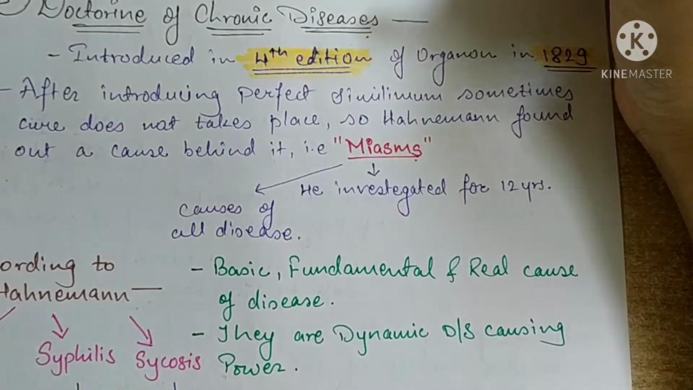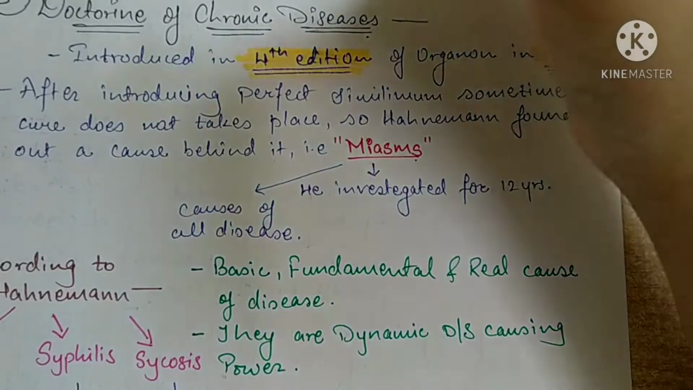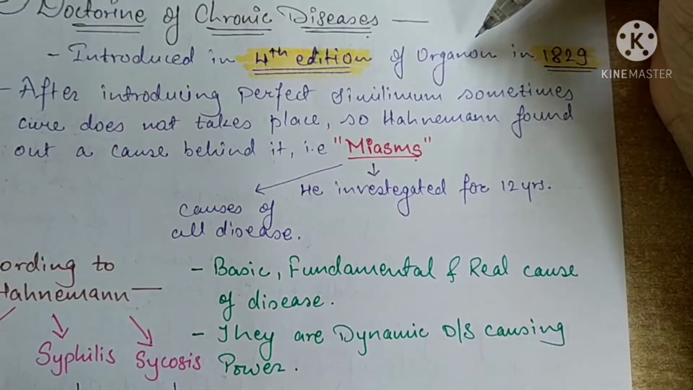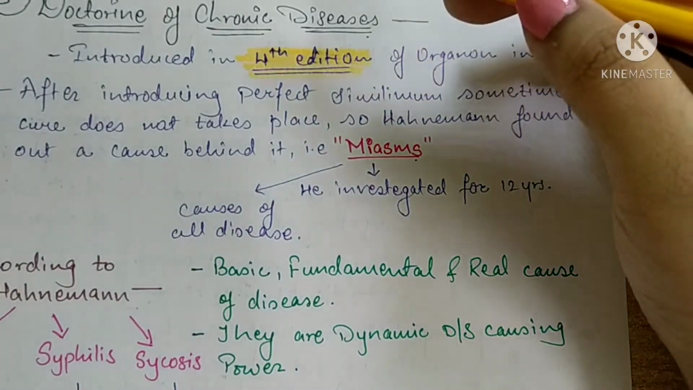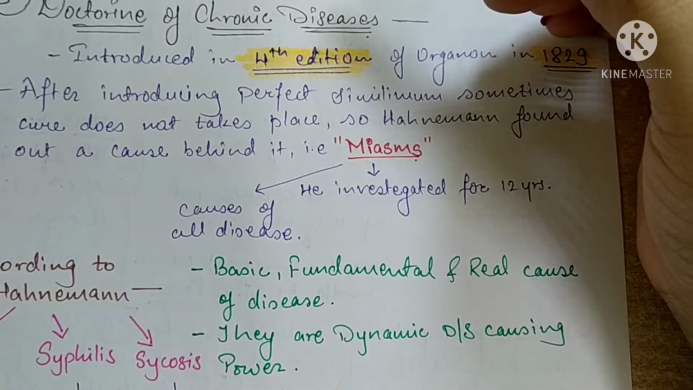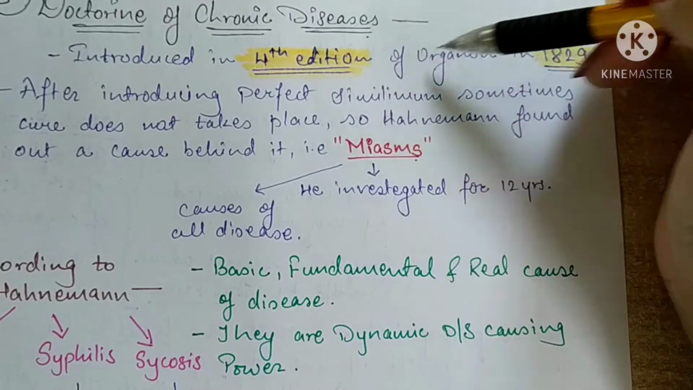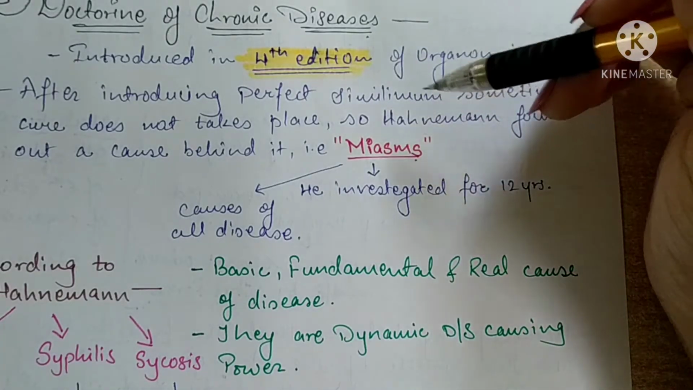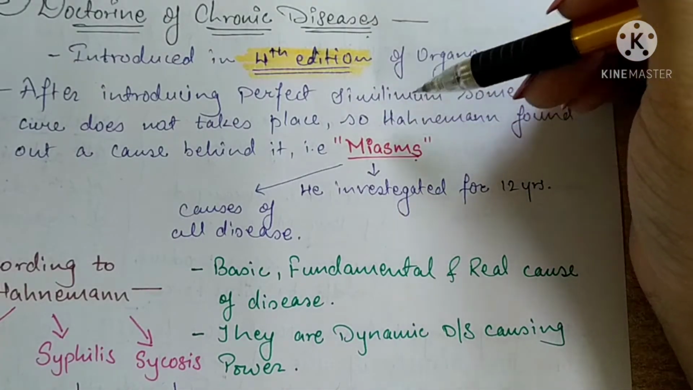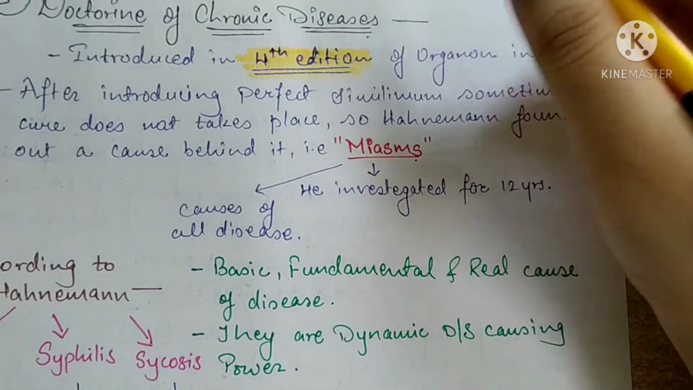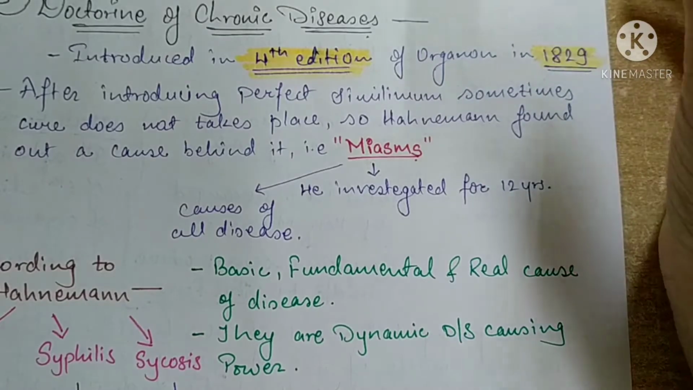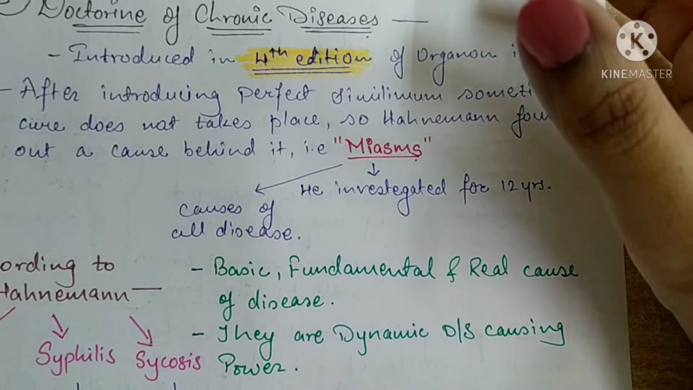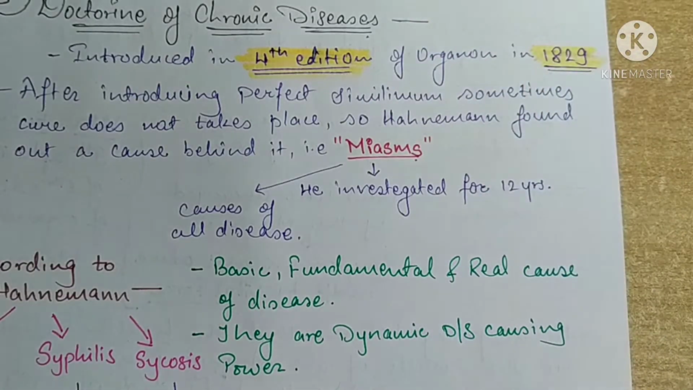Now, the doctrine of chronic diseases. This was introduced in the 4th edition of the Organon in the year 1829. In some kinds of diseases, even after giving the similimum drug, the cure was not seen. Some signs and symptoms were getting suppressed, and again they were coming back, but in a very chronic stage, or in a deeper stage.